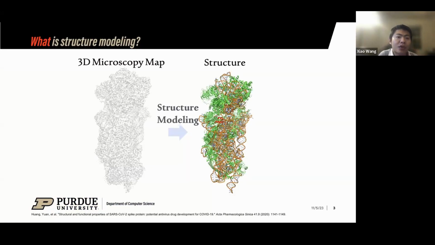When we talk about structural modeling, that typically means we have a 3D microscopic map from different technologies, and we hope to use some structural modeling tools to automatically determine the atom locations of different nucleotides or residues of the structures, to fully build the full atom structures.